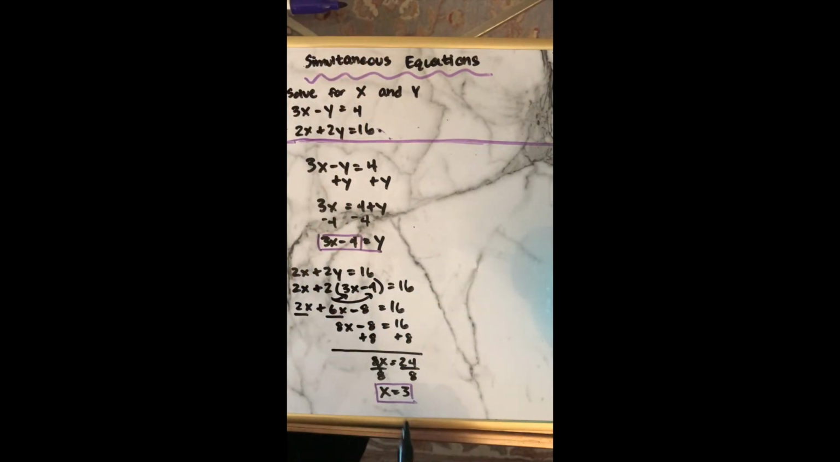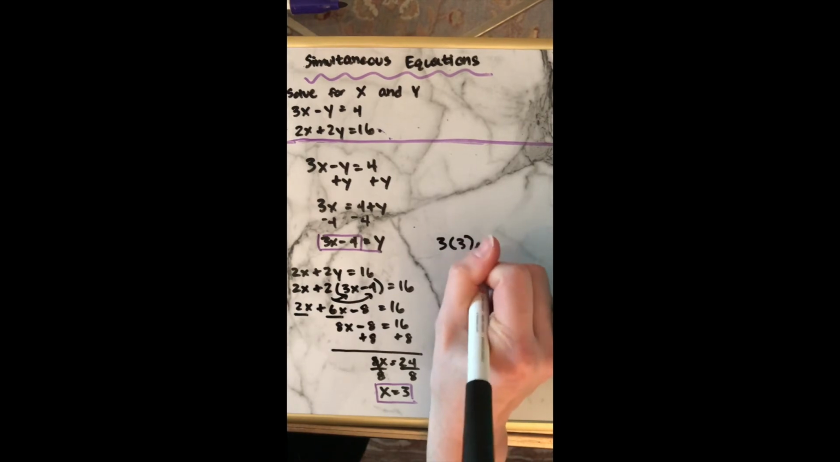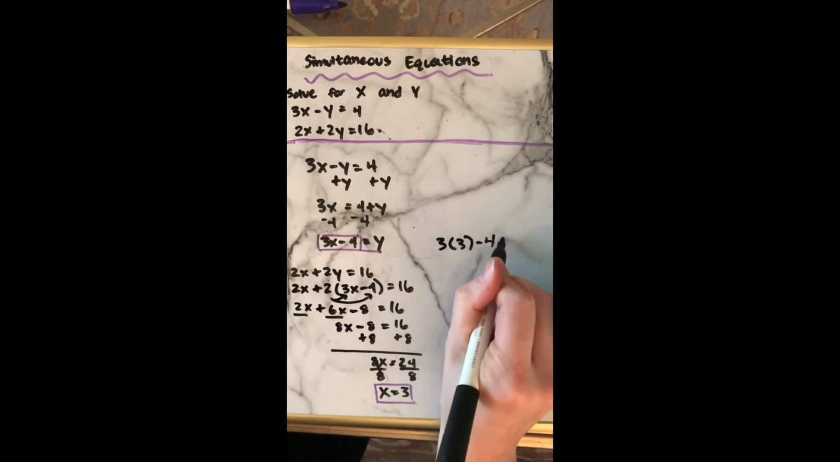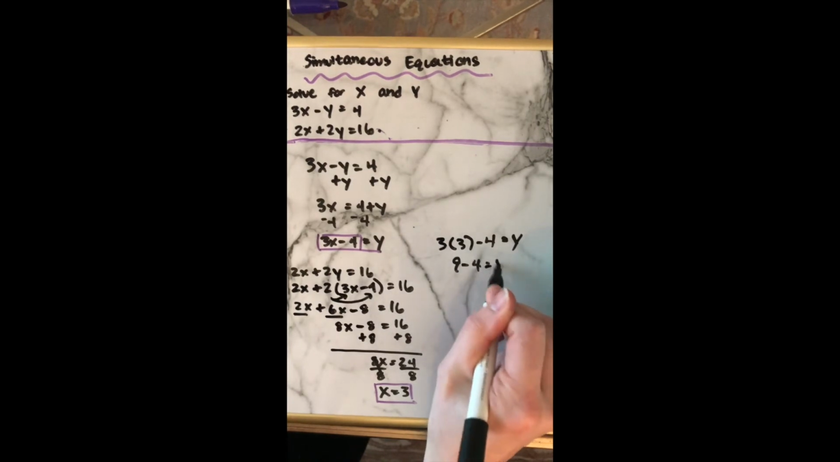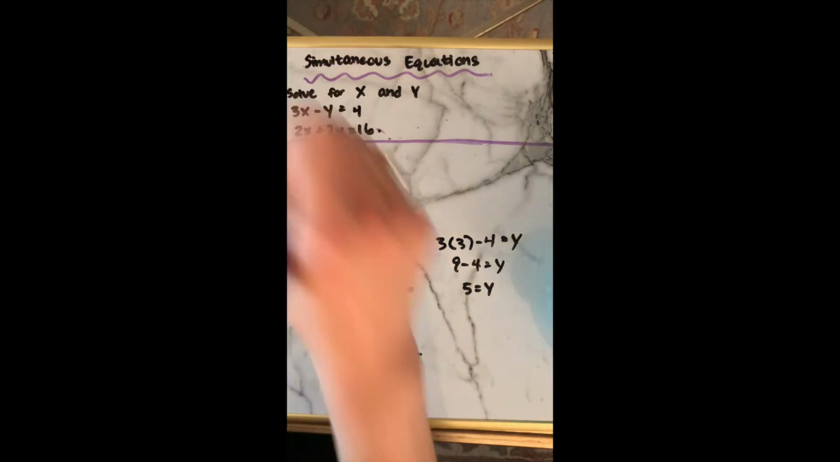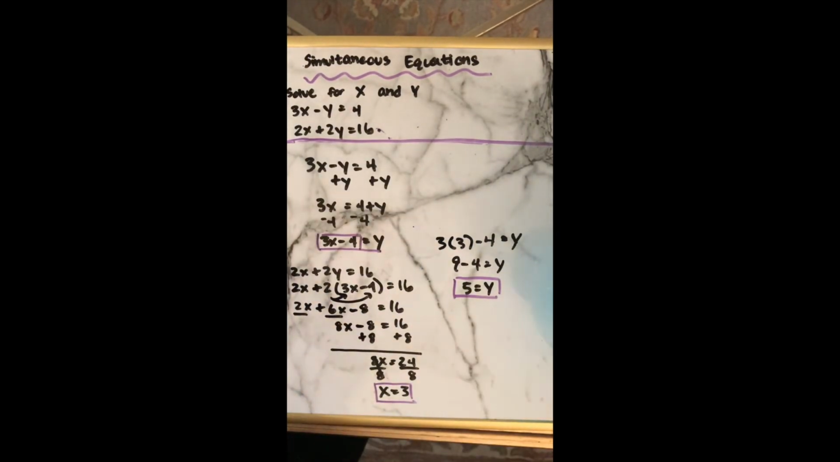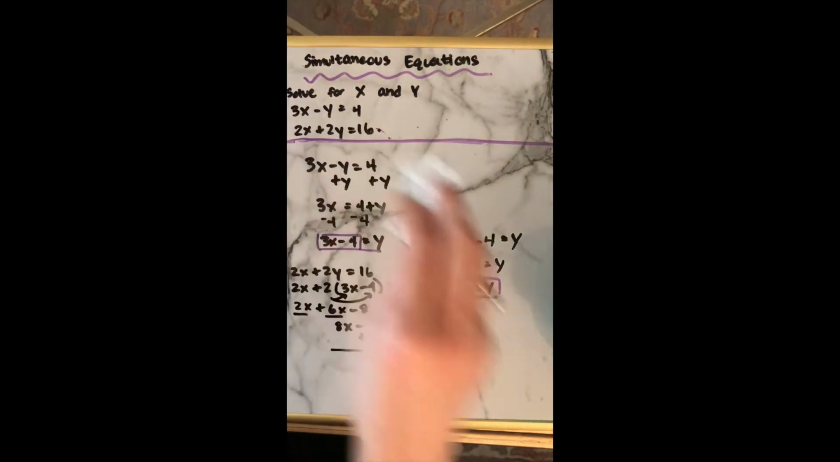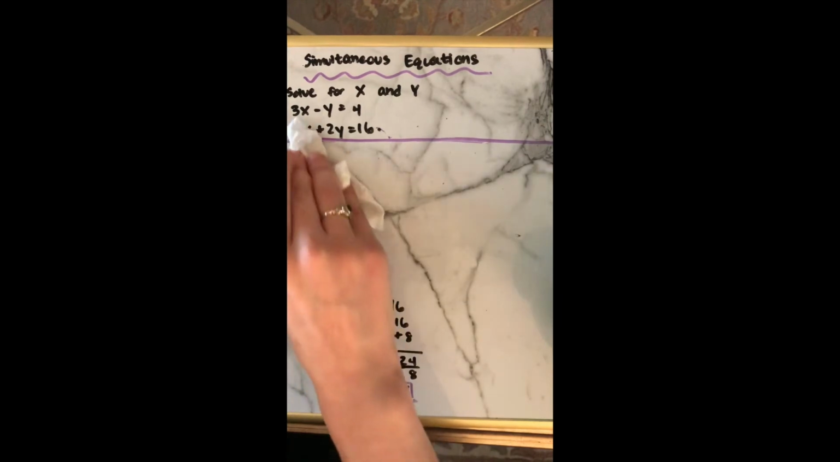So we still need to find y though, right? What we're going to do is take 3 and plug it in for x. So we have 3 times 3 minus 4 is equal to y. Now we have 9 minus 4 equals y, which is just 5 equals y. And we have our first method done. Okay, so let's take a look at another algebraic method.